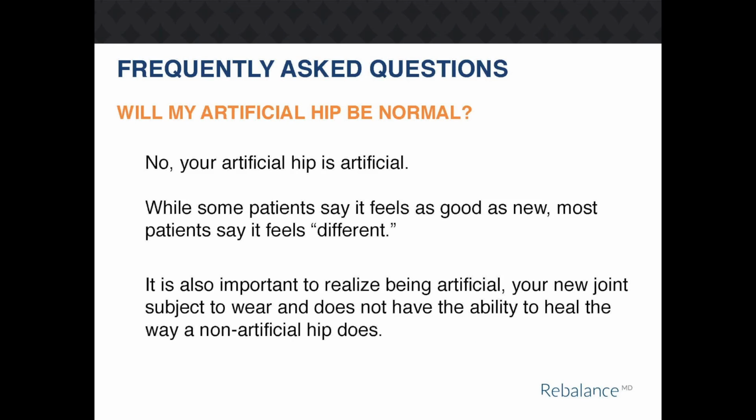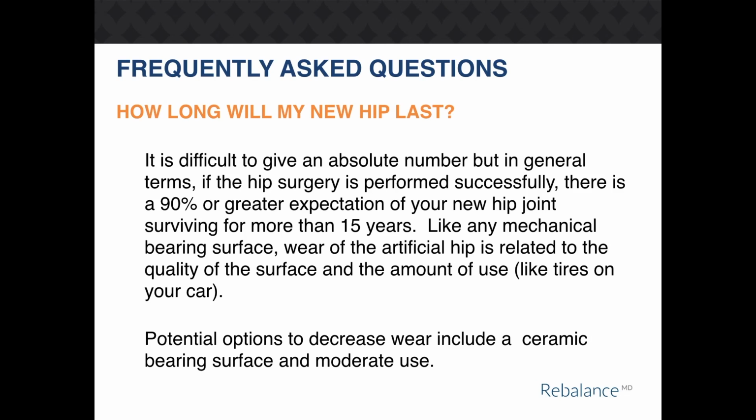Remember, your artificial hip is artificial. While some patients say their prosthetic joint feels as good as new, most patients will say it feels different. It is also important to realize being artificial, your new joint is subject to wear and does not have the ability to heal the way a non-artificial hip does. It is difficult to give an absolute number on how long your new hip will last. In general terms, if the hip surgery is performed successfully, there is a 90% or greater expectation that your new hip will survive more than 15 years.